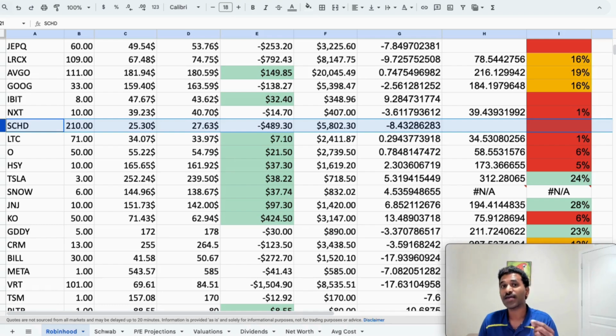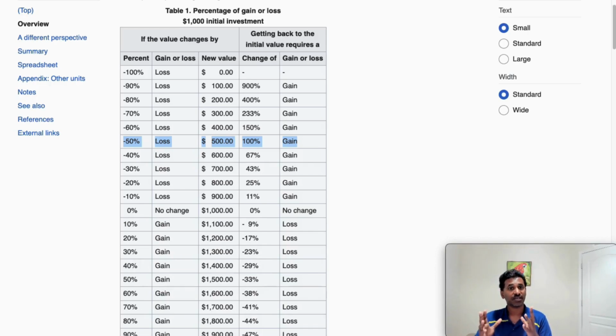So before you buy more shares, it's very important to understand what happens when a stock falls big. Here's a simple chart you must remember. If a stock is down 50%, it has to go up 100% to break even. And if it is down 60%, it needs to go up 150% just to break even. And if it's down 70%, it has to go up 233% just to break even. I'll link this chart in the description so you can check the full chart later.